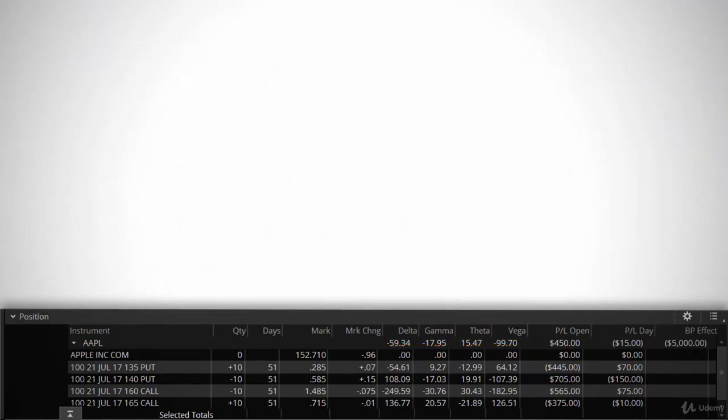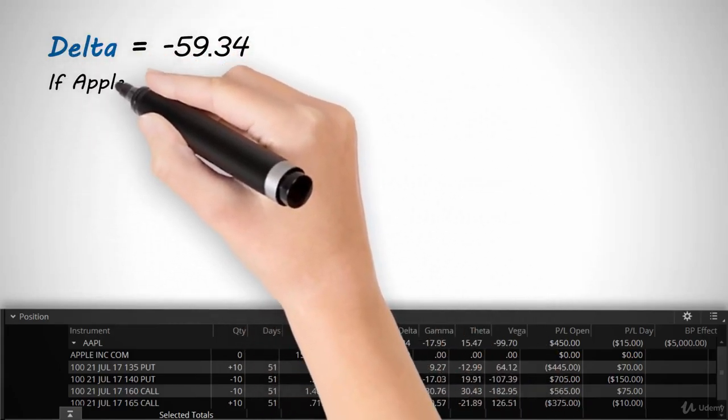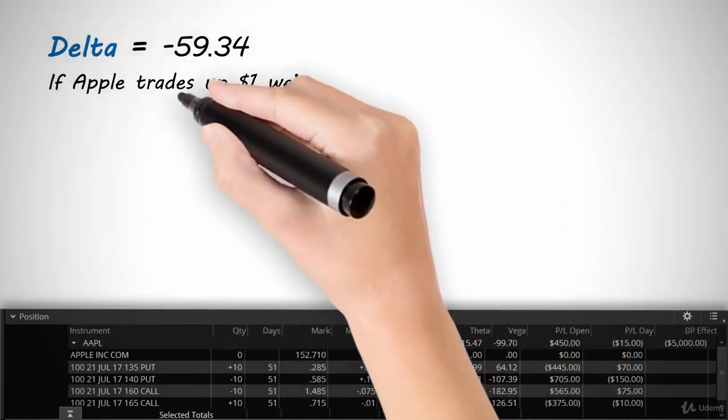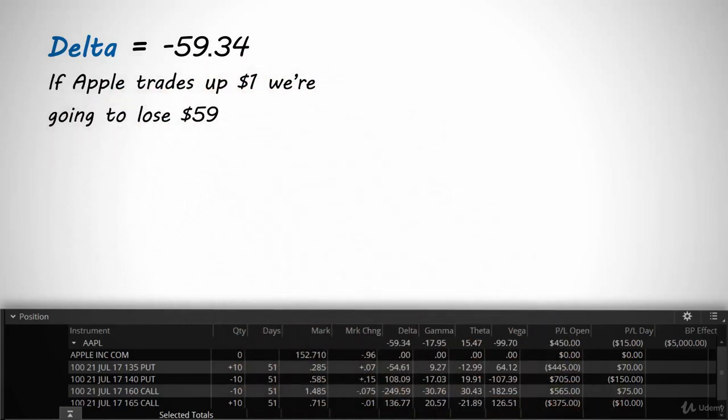Looking at this Apple position, which is made up of 4 different option strikes, we can see what each of our Greeks actually is per strike. But more importantly, we can see what our accumulative Greeks are for our whole Apple position. Our delta is currently negative 59.34. This means if Apple trades up $1, we're going to lose $59. And if Apple trades down $1, we're going to make $59.